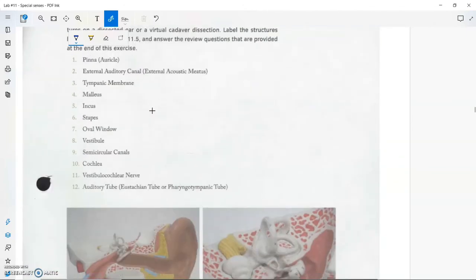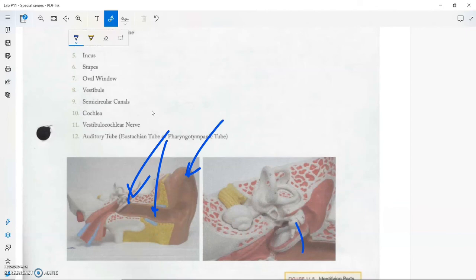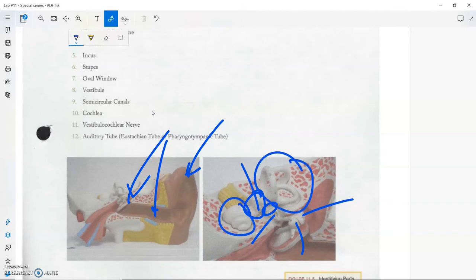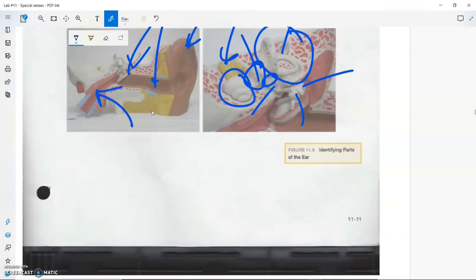So we're going to label some parts. Pinna, it's right here, external auditory canal, tympanic membrane, malleus, incus, stapes. Oval window is right here under the stapes. Vestibule. Vestibule is in between the cochlea and semicircular canals. Semicircular canals. Cochlea. Vestibule and semicircular canals are responsible for the sense of balance. That's the vestibulocochlear nerve, and that is the eustachian or pharyngotympanic tube, which equalizes the pressure between the middle ear and the outside world.